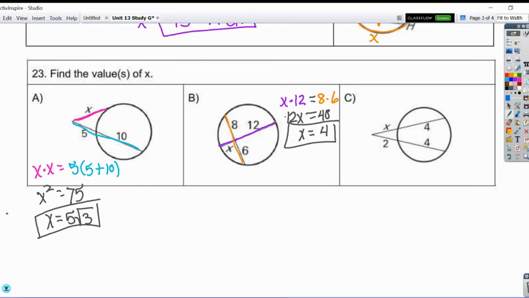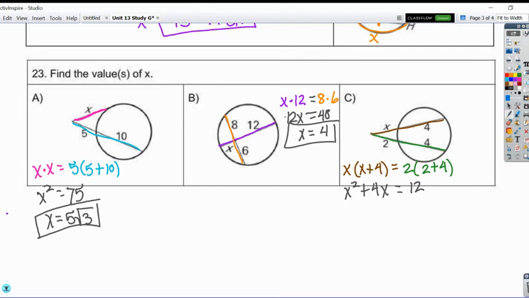And then lastly here, part C, I see some segments inside and some segments outside. Again, this is going to be outside times the whole. So on my first branch, outside is x times the whole thing of x plus 4, and set that equal to, my second segment outside is 2 times the whole thing of 2 plus 4. So don't forget to distribute. So x squared plus 4x is equal to, then 2 times 6 is putting us at 12.